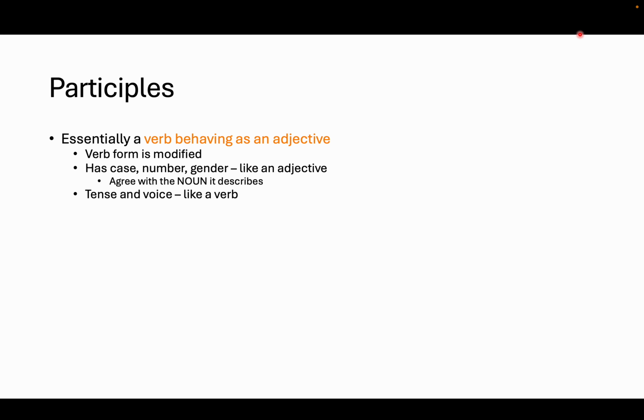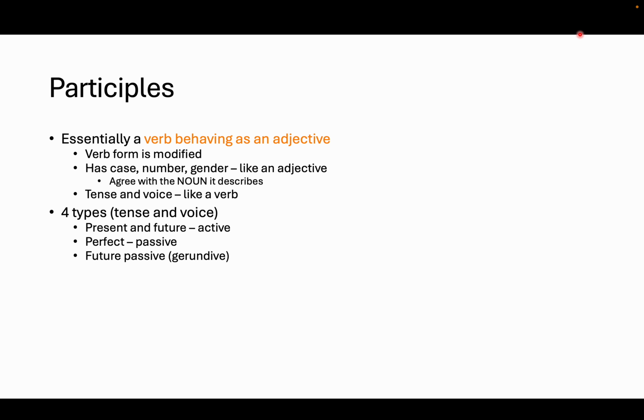Let's look at participles, seeing as we're exhausted. A participle, we don't think about them much in English, but it's basically when a verb behaves as an adjective, okay? And again, in Latin, the verb form is modified. Because it behaves like an adjective, it must agree with the noun that it describes in case, number, and gender. But because it's also a verb, it has tense and voice. This is getting pretty crazy. Just understand the concepts.